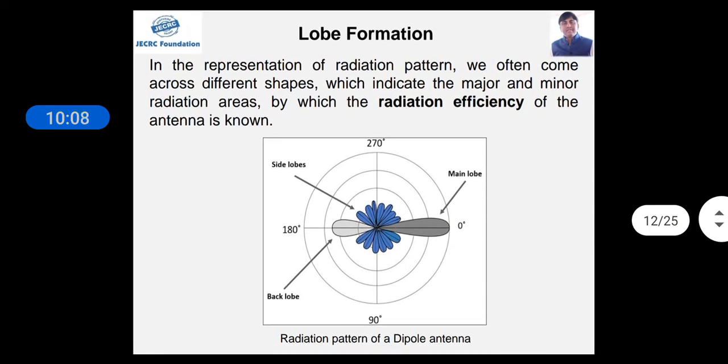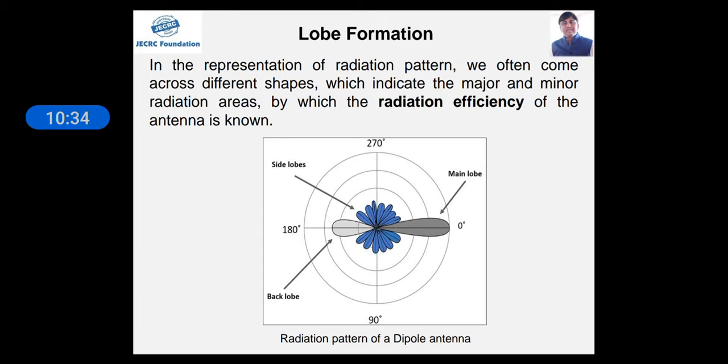Now come to lobe formation. It's the analysis of the radiation pattern. In the representation of radiation pattern, we often come across different shapes which indicate the major and minor radiation areas, by which the radiation efficiency or quality of the antenna is to be known. This is a sample radiation pattern of a dipole antenna.